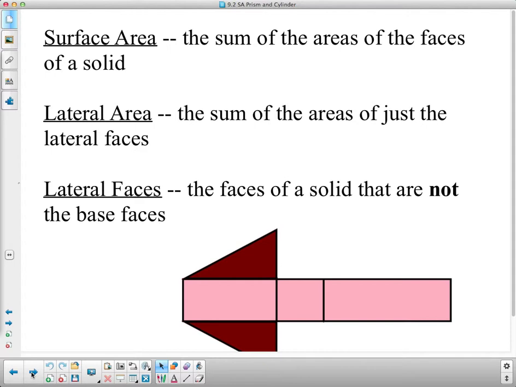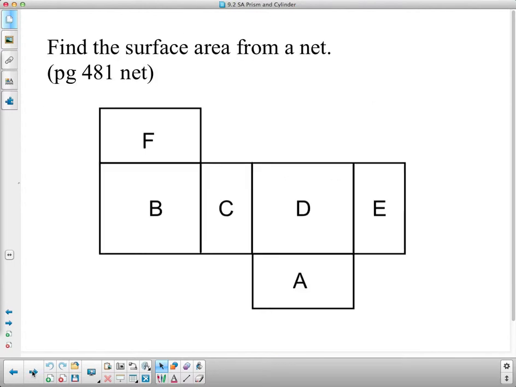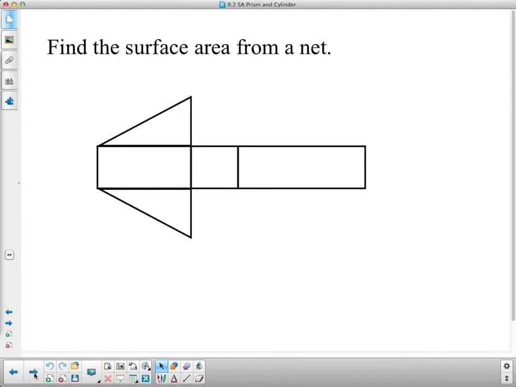All right, so notes: surface area and lateral area. So we'll have two things, surface area and then lateral area. Usually we'll do them in the other order. So we just did our own net, so I'm gonna skip those. Okay, find the surface area of this net. I'm gonna give you some numbers.